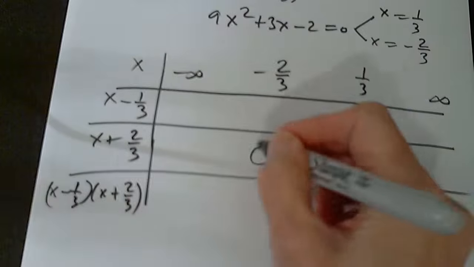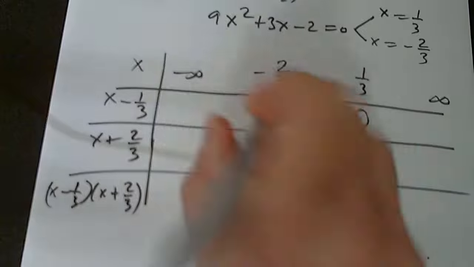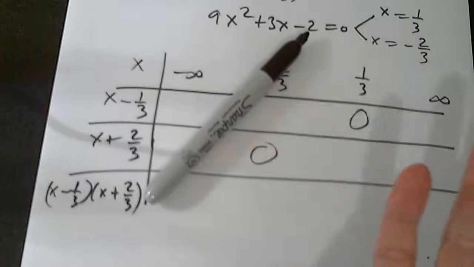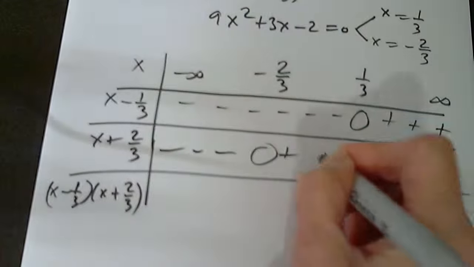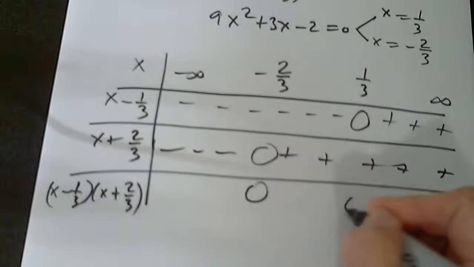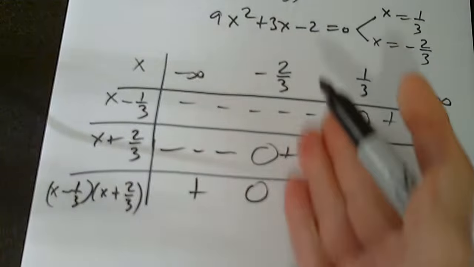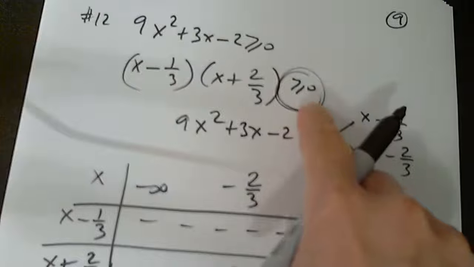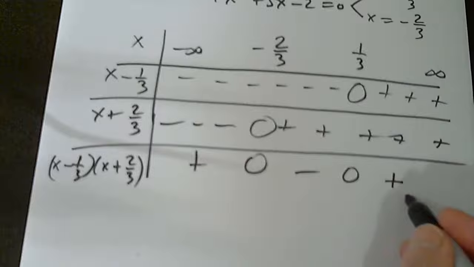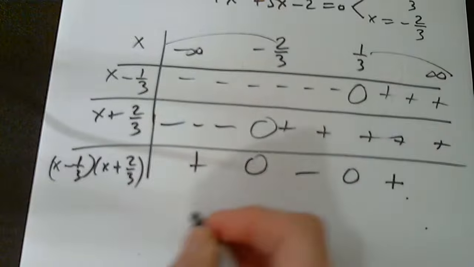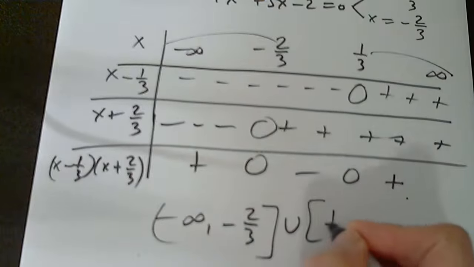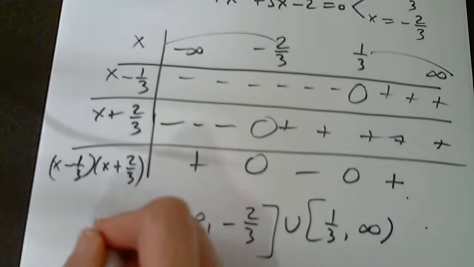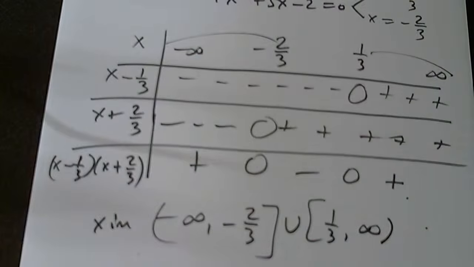So 0 and 0. Again, both of them are like this. I don't have to think. From negative infinity to positive infinity, from negative to positive. 0 and 0. Again, positive, negative, positive. Again, they want positive including 0 though. So positive including 0, this and this. So negative infinity, negative 2/3, union 1/3, infinity. So this is x in.